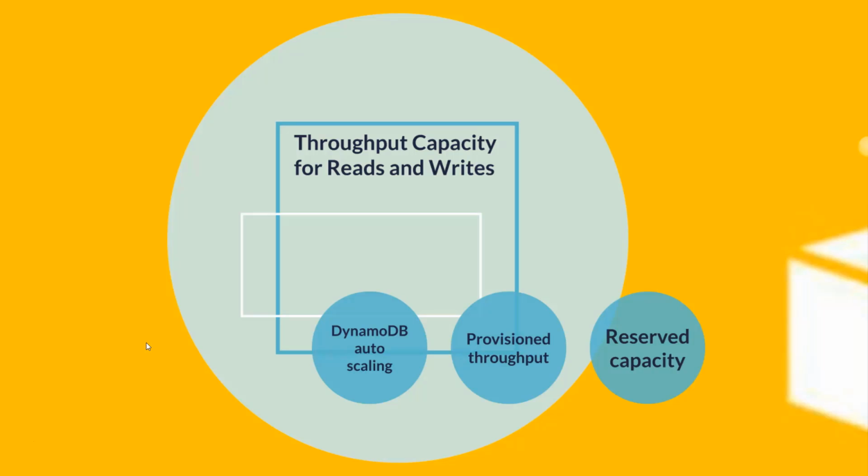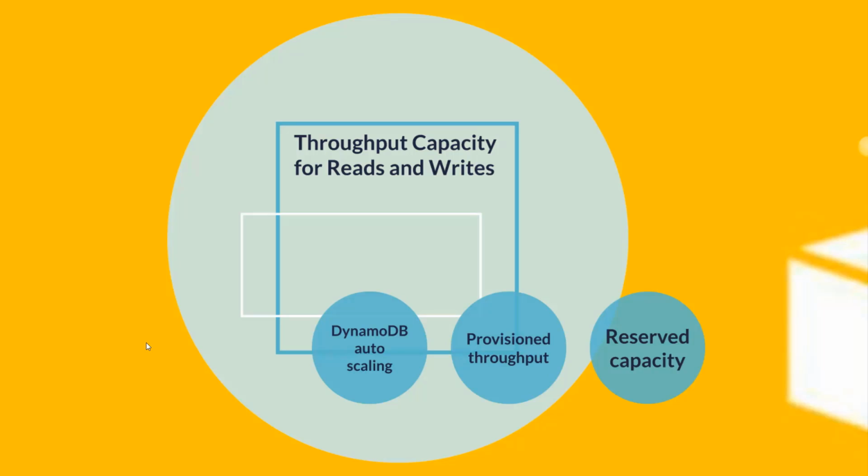So one read capacity unit represents one strongly consistent read per second or two eventually consistent reads per second for an item up to 4 KB in size. So if you need to read an item that is larger than 4 KB, DynamoDB will need to consume additional read capacity units. The total number of read capacity units required depends on the item size and whether you want an eventually consistent or strongly consistent read.